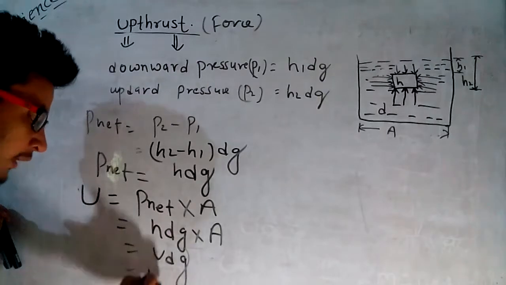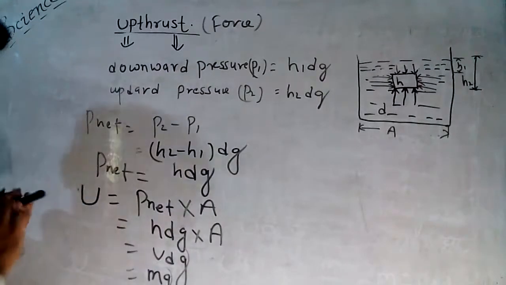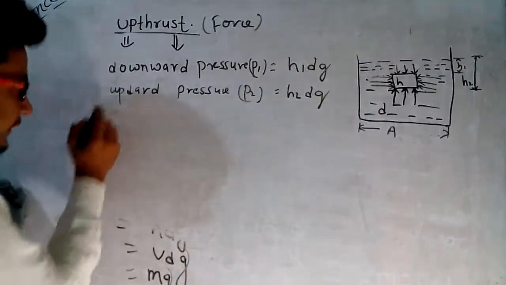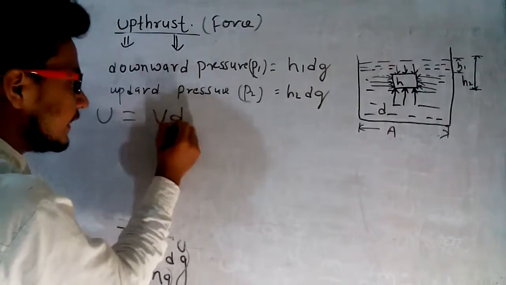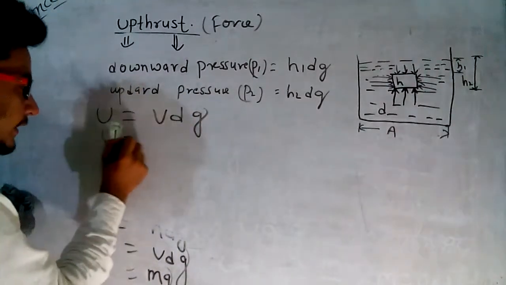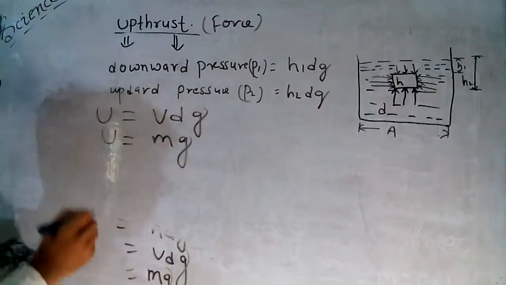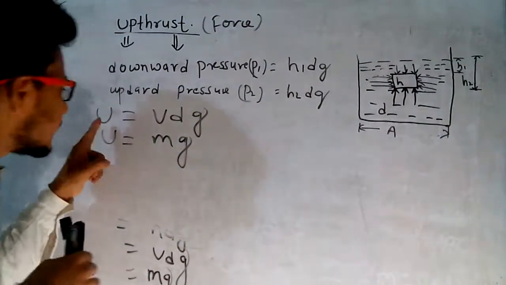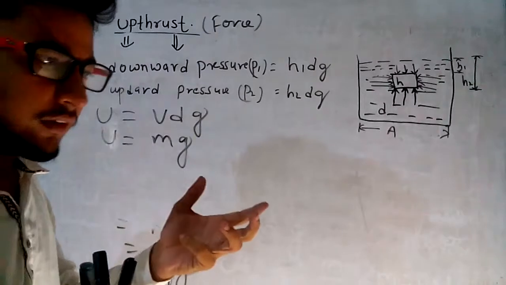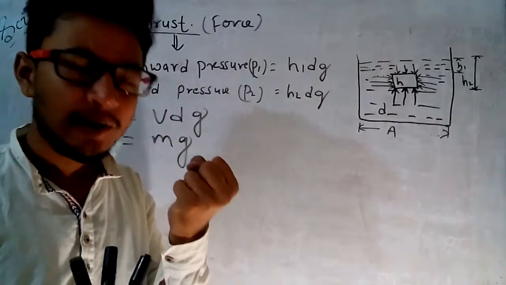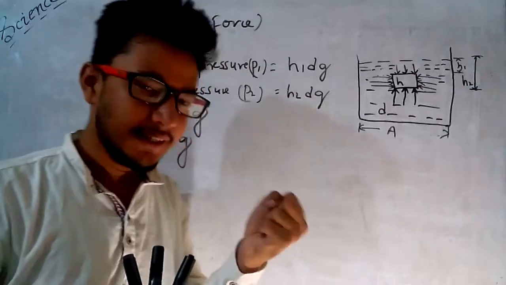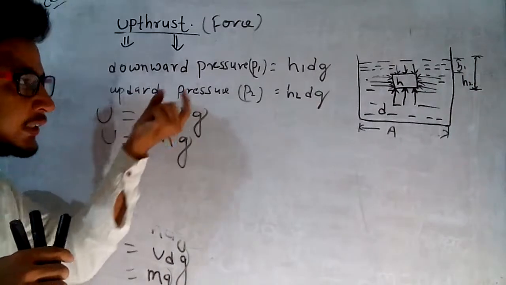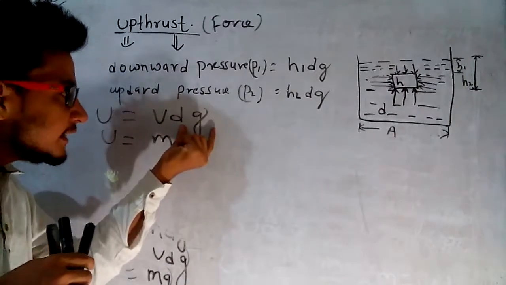And in case of V d, what do I write? mg. So here are two formulas for upthrust: U equals V dg and U equals mg. Now a question comes to your mind and in your exam: upthrust of the body depends on which factors? Listen here, from the formula, upthrust of a body depends on volume of liquid displaced, density and acceleration due to gravity.